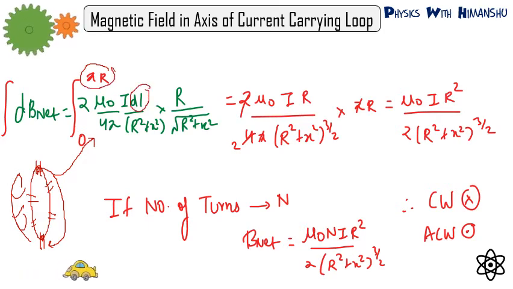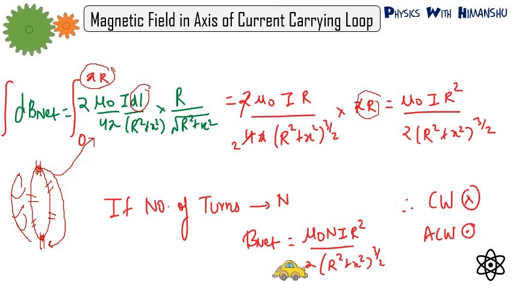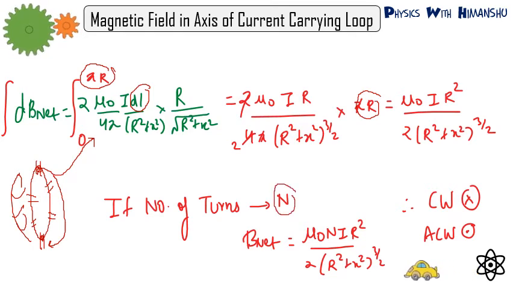So all other things are constant. So for dl, the integration will be pi r, and then simplifying it, we get the value mu naught I r square upon 2 r square plus x square raised to power 3 by 2. And suppose if the number of turns in the loop is n, then the formula will again reduce to mu naught n I r square upon 2 r square plus x square to the power 3 by 2.